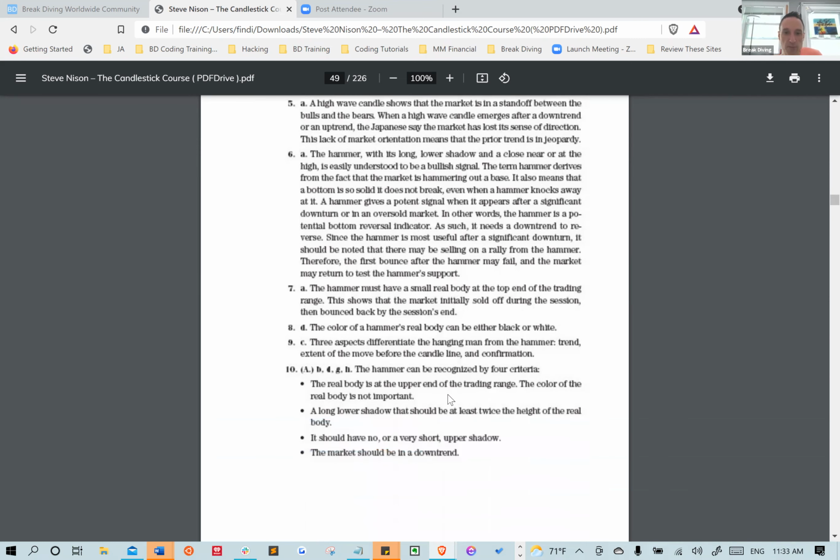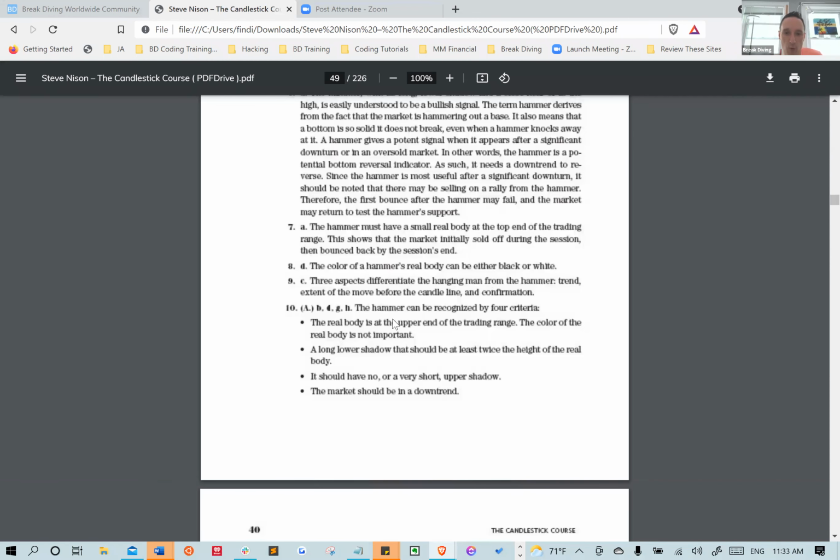Right. Okay, the hammer must have a small real body at the top end. It shows the market sold off during the session, then bounced back by the session's end. The color of a hammer's real body can be black or white. Three aspects differentiate the hanging man from the hammer: the trend, the extent of the move before the candle line, and the confirmation. Oh, so a hammer doesn't need a confirmation. A hanging man needs a confirmation.